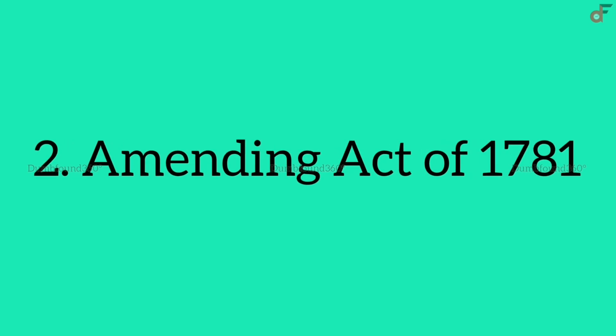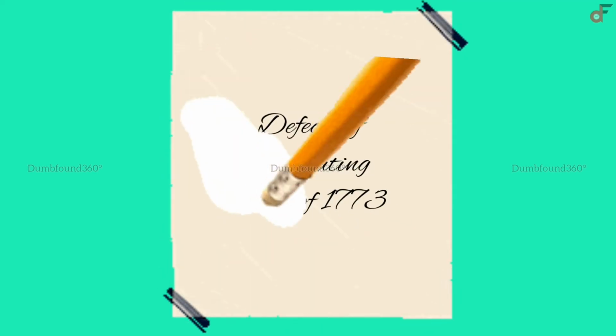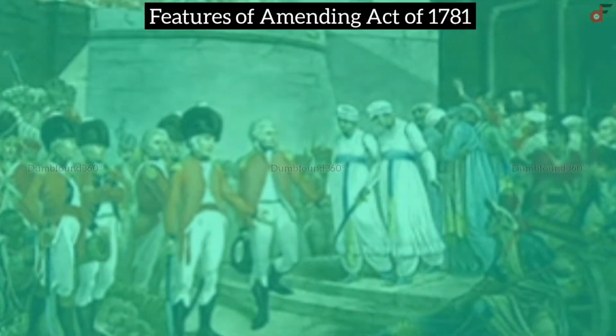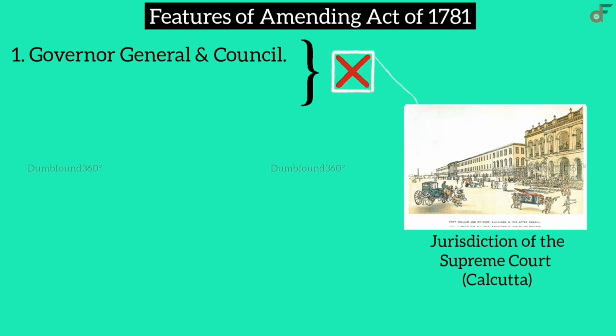Amending Act of 1781. This act was brought in a bid to rectify the defects of the Regulating Act of 1773. This act is also known as the Act of Settlement. The features of this act were: 1. It exempted the Governor General and the Council from the jurisdiction of the Supreme Court for the acts done by them in their official capacity.